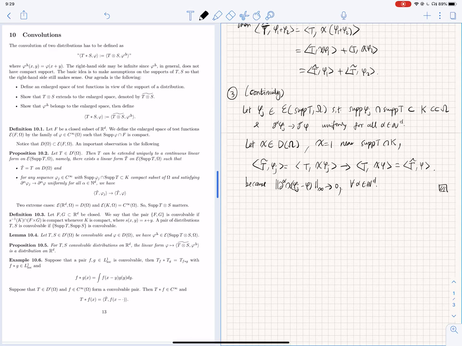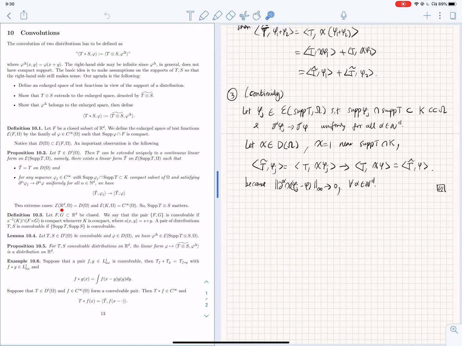Now that we have extended the distribution to a larger space, we want to know actually how large this space is. So there are two extreme cases. Let me consider the first case, when we take F to be the whole R^d. In that case, let's look at the definition. It says that this phi is C infinity such that the support of phi intersecting R^d is compact, which means that the support of phi is compact. In that case, this set is not really larger than the classical space of test functions. Okay, so this enlarged space is equal to the classical space of test functions.